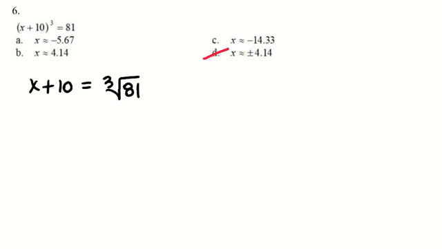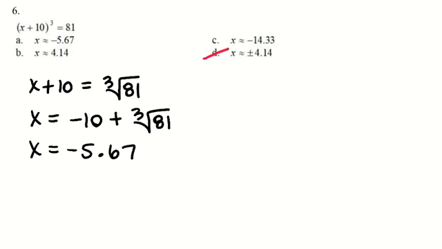Right. So I'm going to say solve for x, and x is going to be negative 10 plus the third root of 81. Now, you go into the calculator and you ask it to do negative 10 plus the third root of 81. That's going to be negative 5.67. Oh, man, I was wrong. Negative 5.67. Okay, so that was answer choice A. Not really sure how you get 4.14, but who knows.